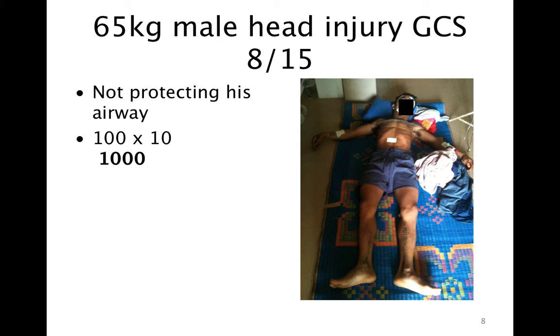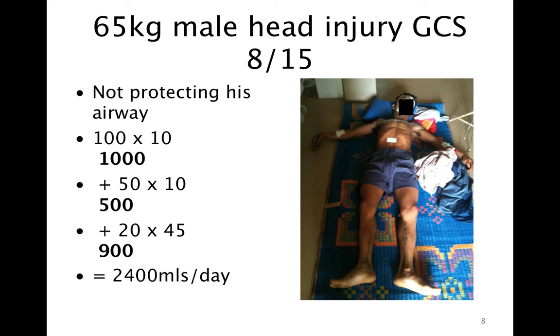100 ml for the first 10 kg plus 500 ml for the next 10 kg plus 20 ml multiplied by 45 kg equals a total of 2,400 ml in 24 hours. Adult maintenance fluid can be normal saline or lactated Ringer's.